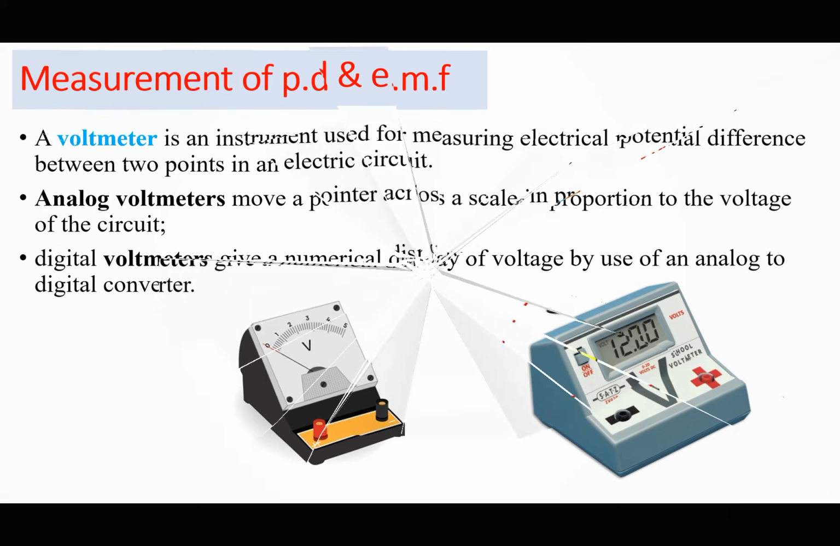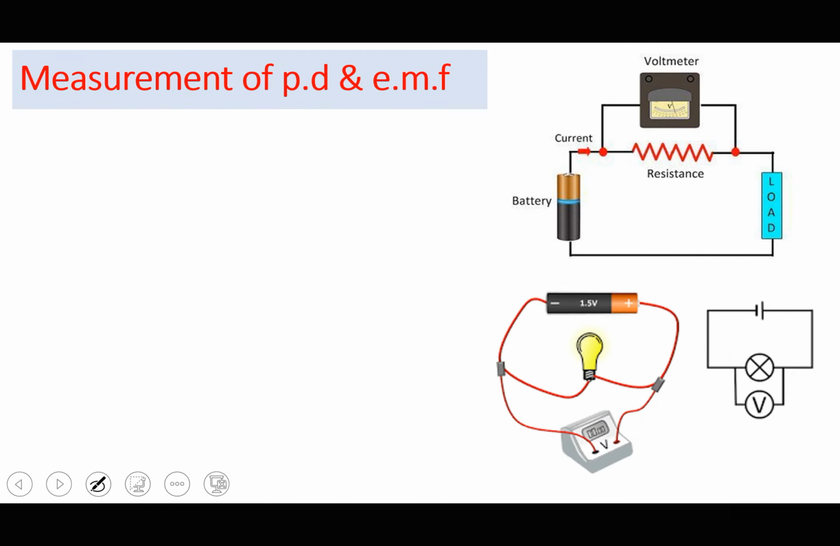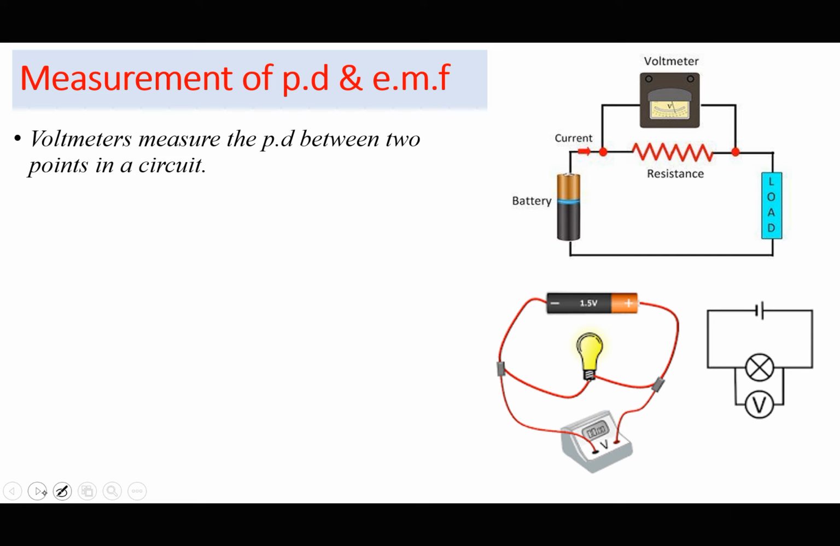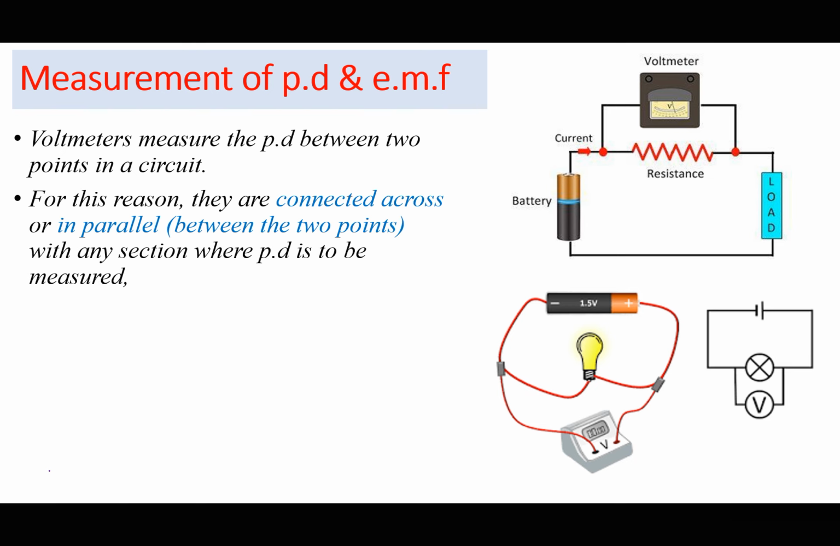How do we connect a voltmeter in a given circuit? Because voltmeters measure PD between 2 points, and we said we can't talk about PD through, we talk about PD across, then the voltmeters are supposed to be connected between 2 points. So voltmeters measure the PD between 2 points in a circuit, and for this reason, they are connected across. We don't connect them through. We connect them across or in parallel between the points within any section where PD is to be measured.